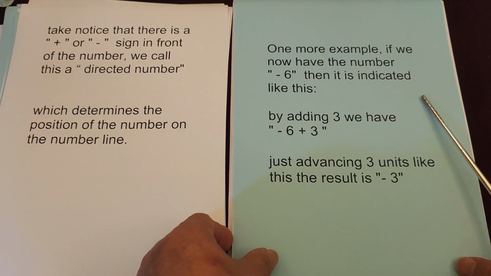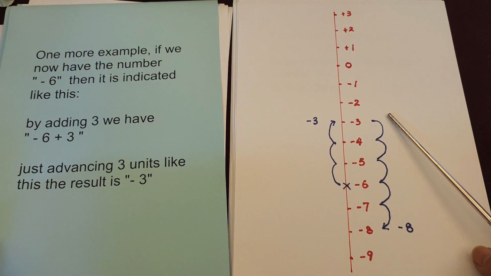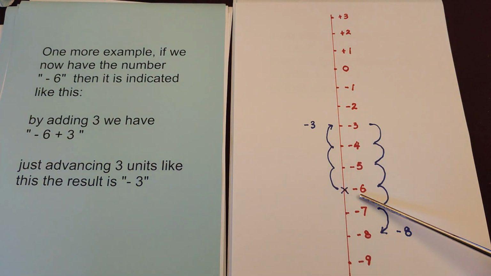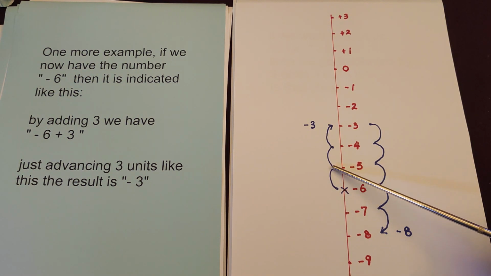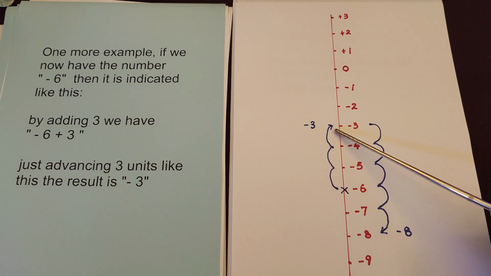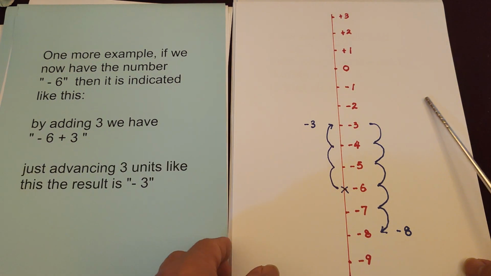One more example. If we now have negative 6 here, then it is indicated like this. By adding 3, we have negative 6 adding 3 units. So we go up by 3, 1, 2, 3, 3 steps. Okay, here we come to negative 3.